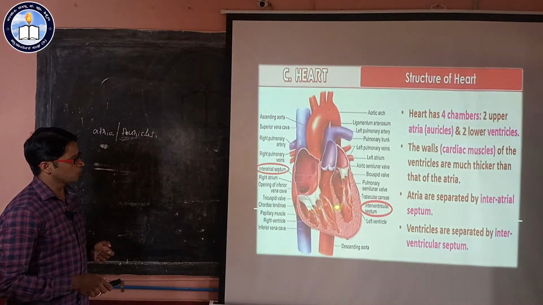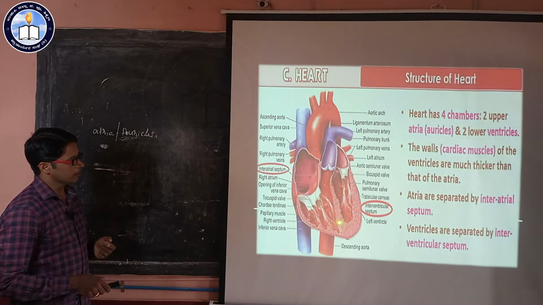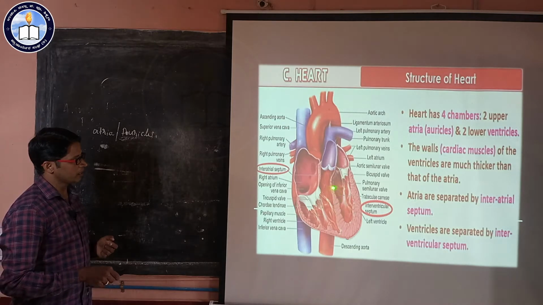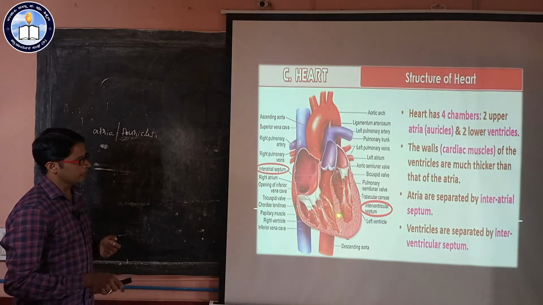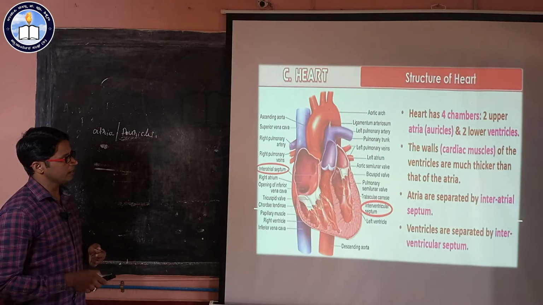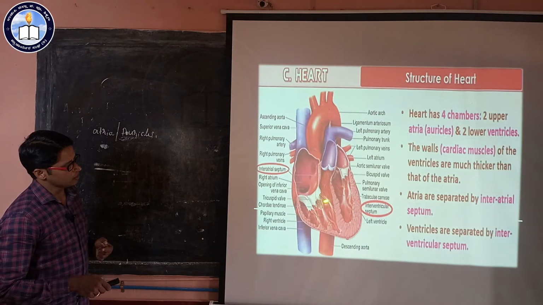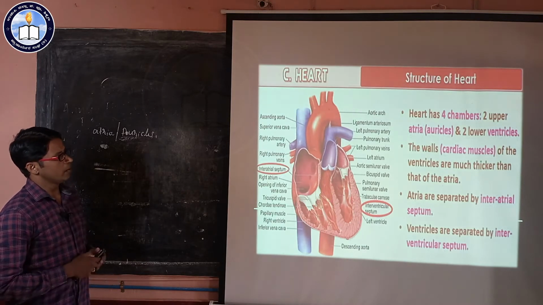And there are two lower chambers. This is one chamber, this is the other chamber, and these two chambers are clearly separated by a septum. They are completely separated by a wall, which we call the septum. So here the two lower chambers are the ventricles.